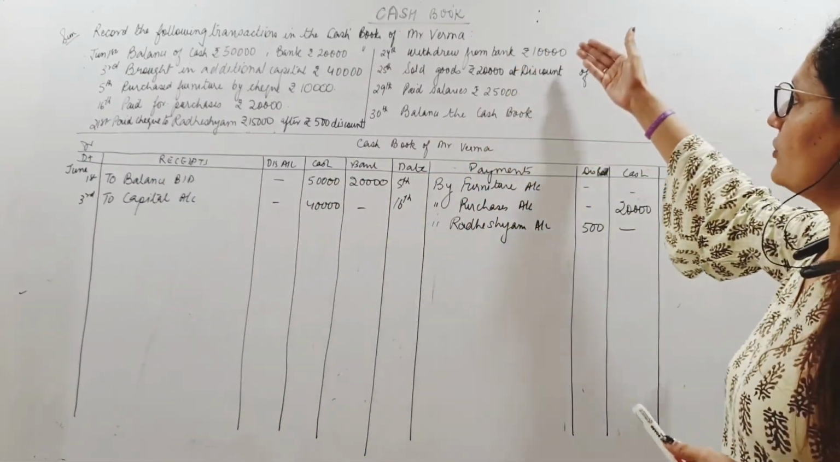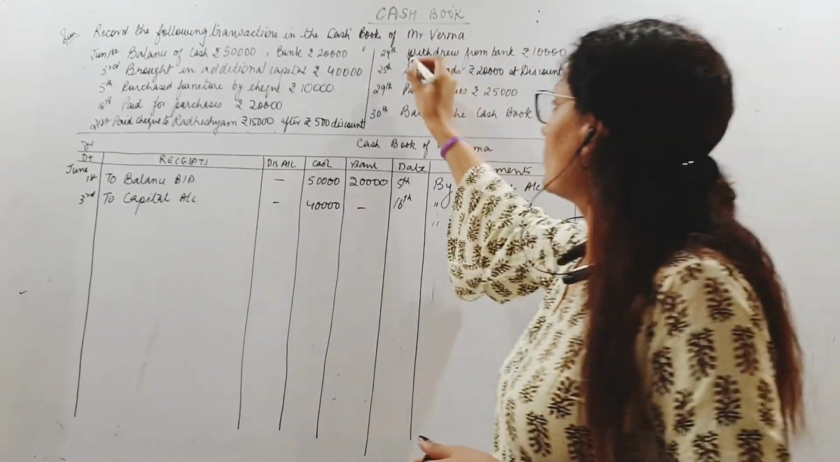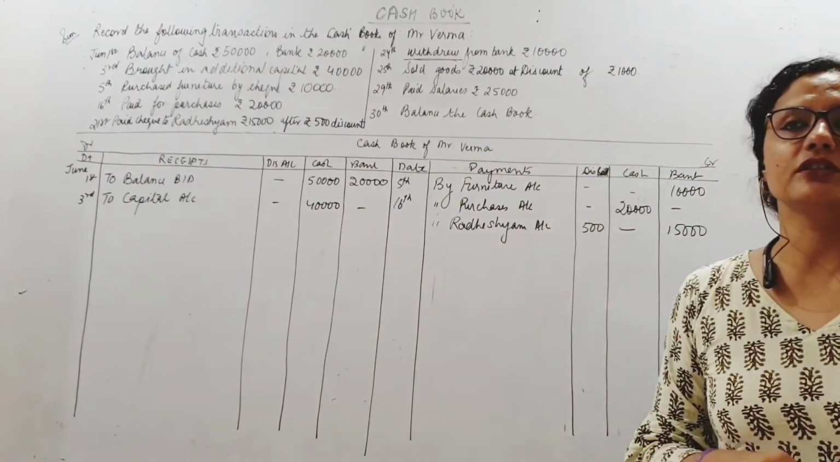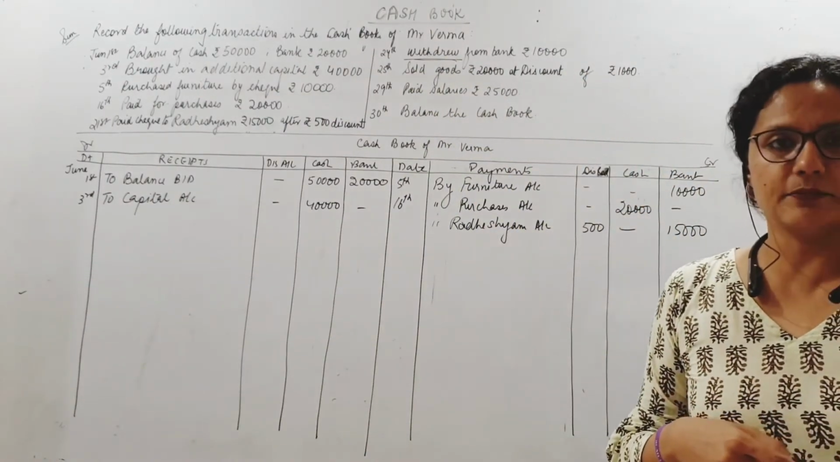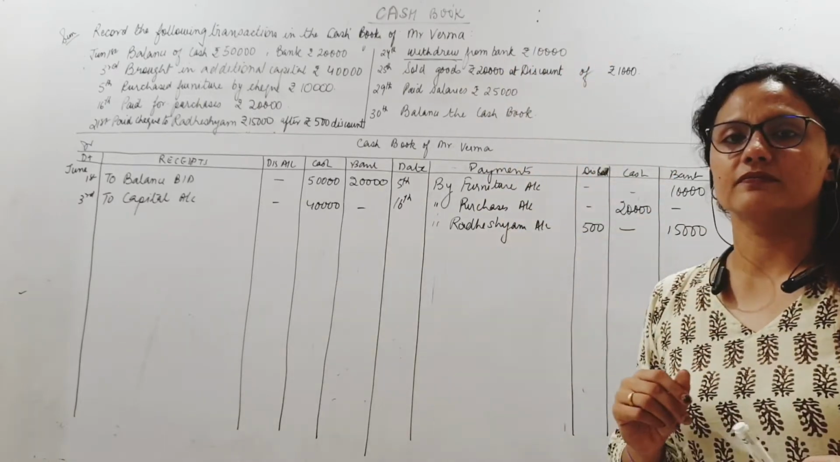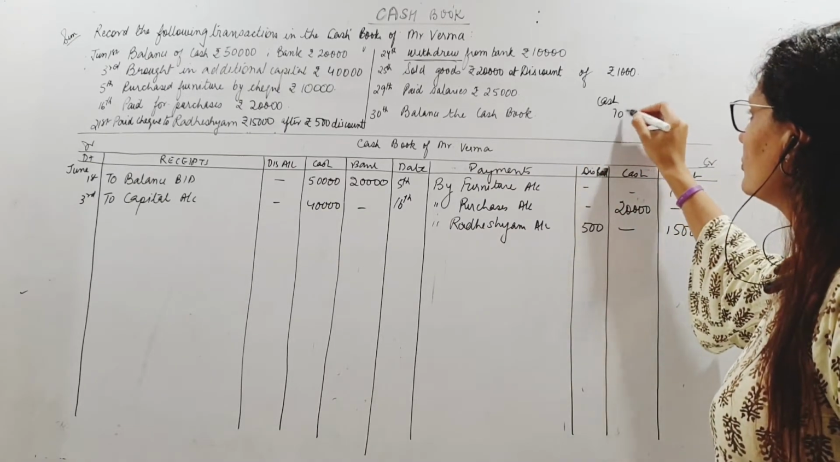Now, withdrawn from bank, 10,000. Withdrawn does not always mean drawings. It is not written withdrawn for personal use or withdrawn by the proprietor. Has it been written? No. So withdrawn from bank is for office use. So the journal entry is cash to bank.